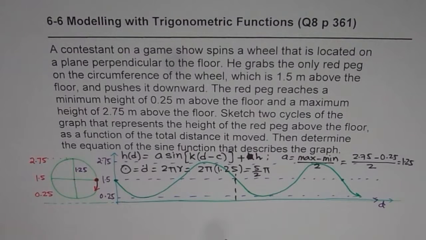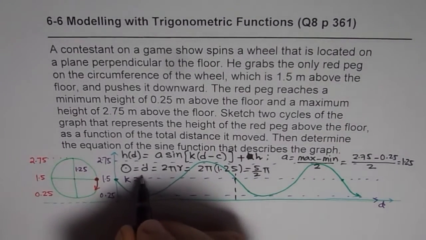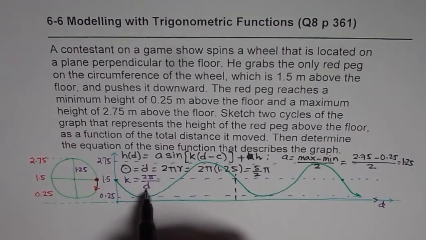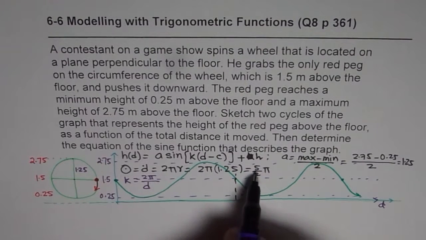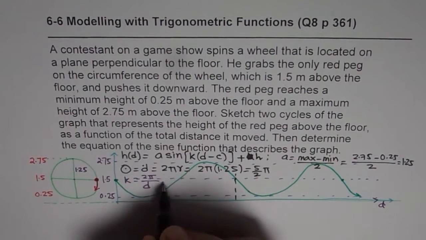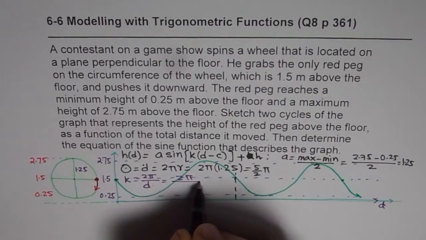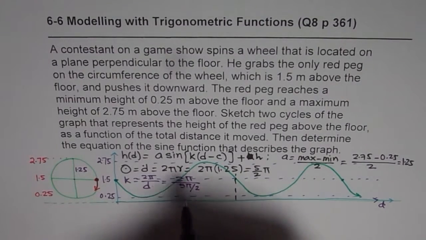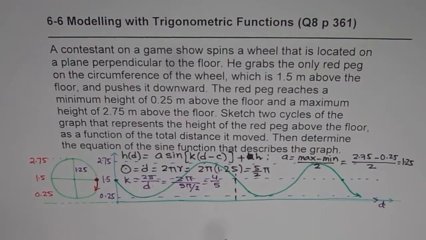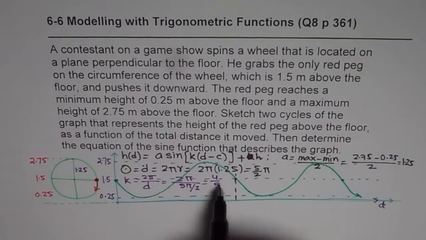So now let's find the value of k. We know d is one time period along this, right? So k will be 2 pi over this distance d. One full cycle takes a distance of 5 pi over 2. So we'll replace this d by 5 pi over 2, right? So we get 2 pi divided by 5 pi over 2. So pi and pi cancel, and we get 4/5 as the value of k. Do you get it? Okay. So we get k also.